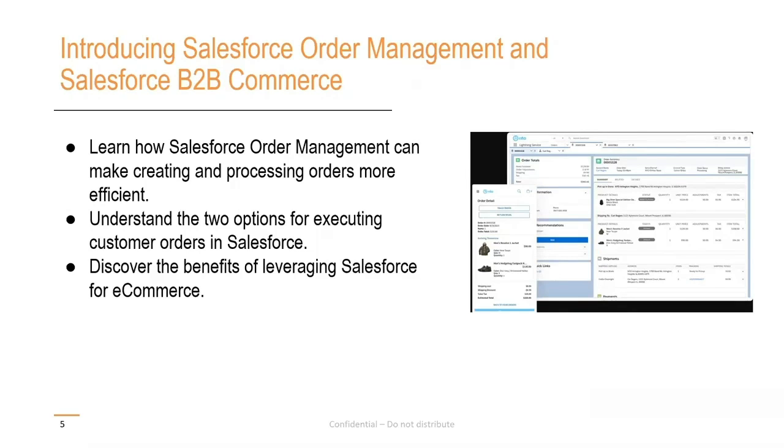Companies have two options when executing customer orders in Salesforce. One is using Salesforce CPQ to streamline quoting and order management, with sales reps involved in the deal and quoting. And the second option is to use B2B Commerce to fully automate the experience for buyers, with no user involvement on the part of sellers.